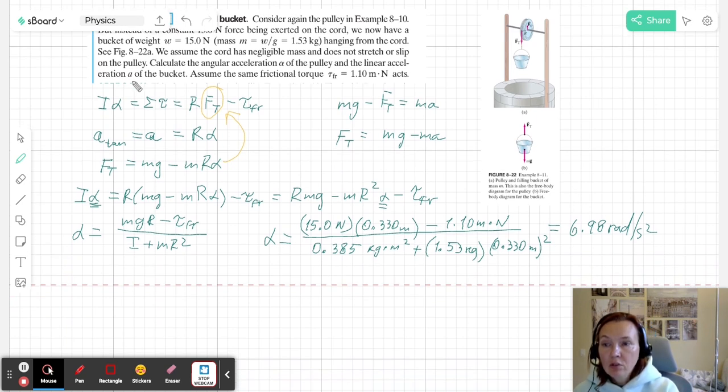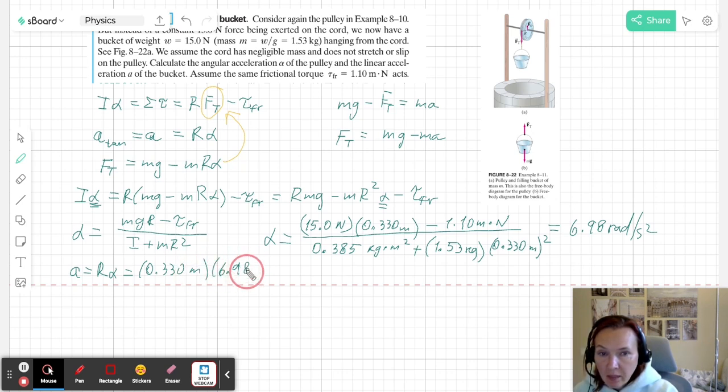And we also need to calculate the linear acceleration of the bucket, which we can calculate from this equation. a is going to be equal to r times alpha. So now I'm multiplying 0.330 meters times 6.98 radians per second squared, and I'm going to end up with 2.30 meters per second squared.